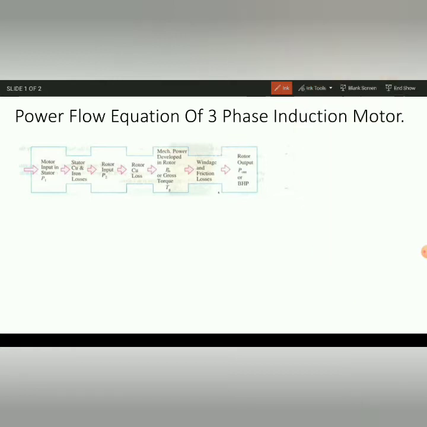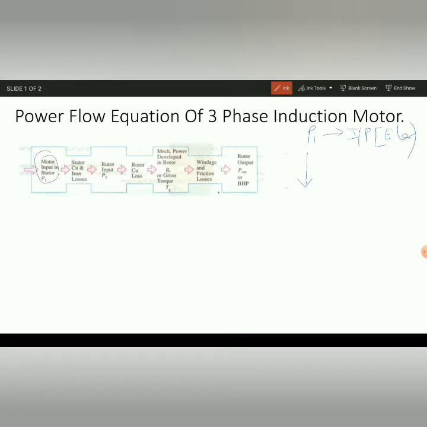So first, let us take P1 as the input power we are giving. P1 is the electrical input; for a motor we give electrical power. Once P1 is given, what will happen? We are giving it to the stator, so it is the input to the stator.